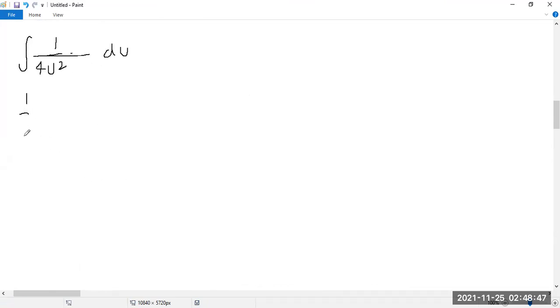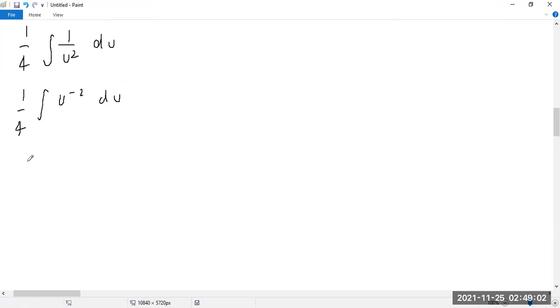I can pull the 1/4 out, and I'll have 1 over u squared du. To put it in a form that resembles the power rule, I can say this is 1/4 times u to the -2 du. And then I'll do the power rule: u to the -2 plus 1 over -2 plus 1. I won't use the integral sign here, but I'll say 1/4 times u to the -2 plus 1 over -2 plus 1. -2 plus 1 is -1, so it's consistent.